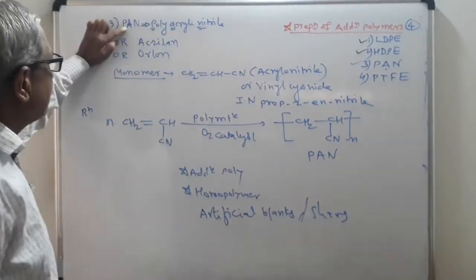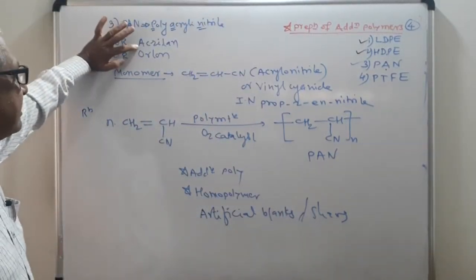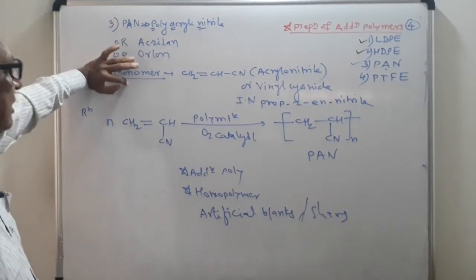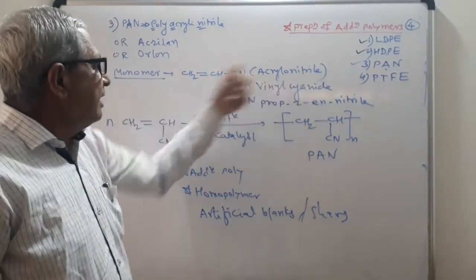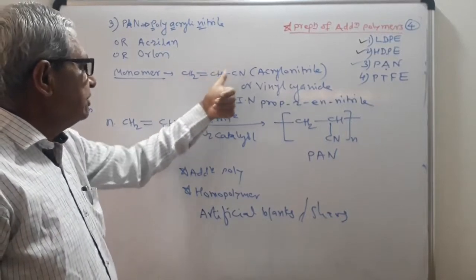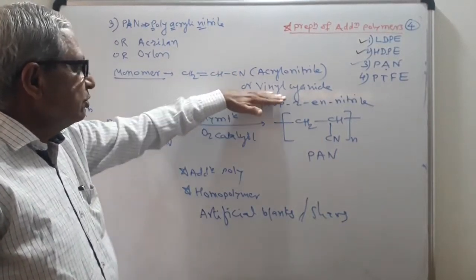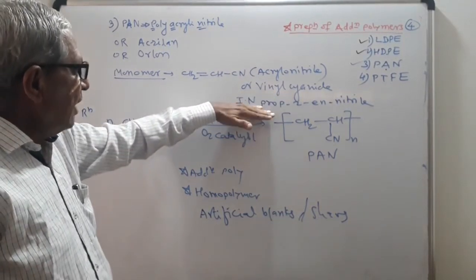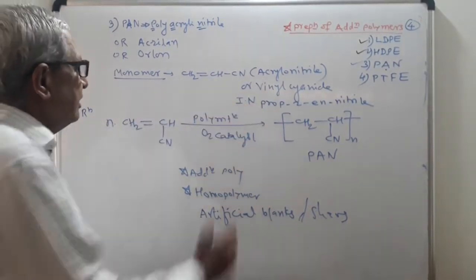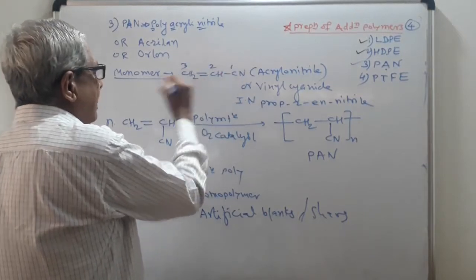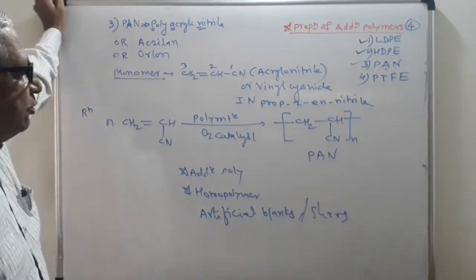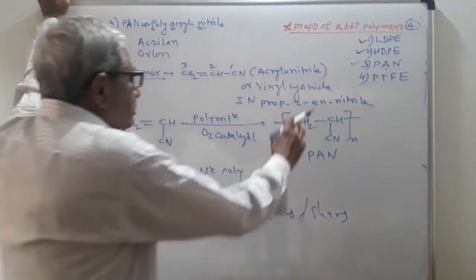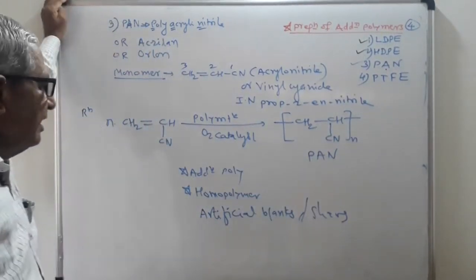Revision on polyacrylonitrile. It is also called acrilan. It is also known as Orlon. Monomer is acrylonitrile. Formula CH2 double bond CHCN. It is also known as vinyl cyanide or vinyl nitrile. IUPAC name is prop-2-enenitrile. See here, 1, 2, 3 carbon atoms are in a straight chain. Therefore, it is a derivative of propane, the double bond starts from carbon number 2. Therefore, 2-ene and nitrile is there.